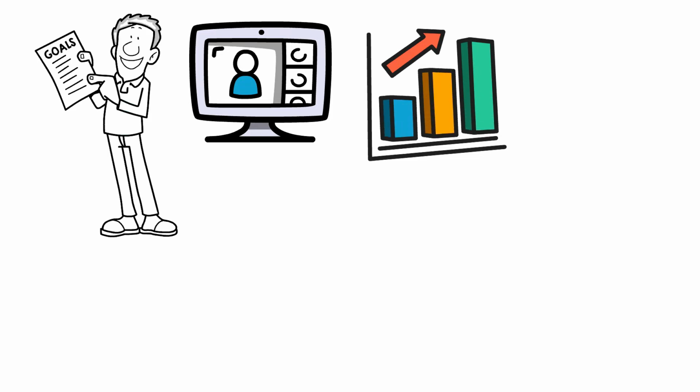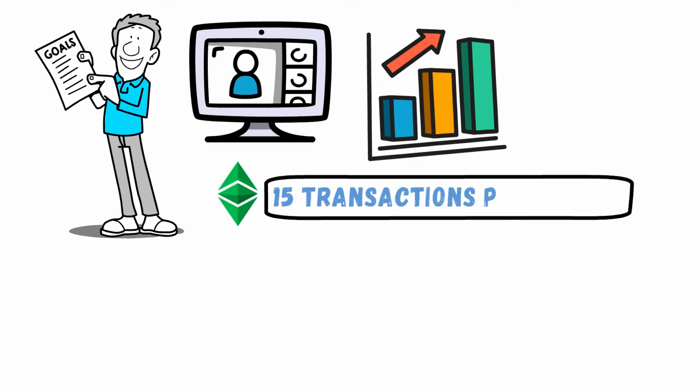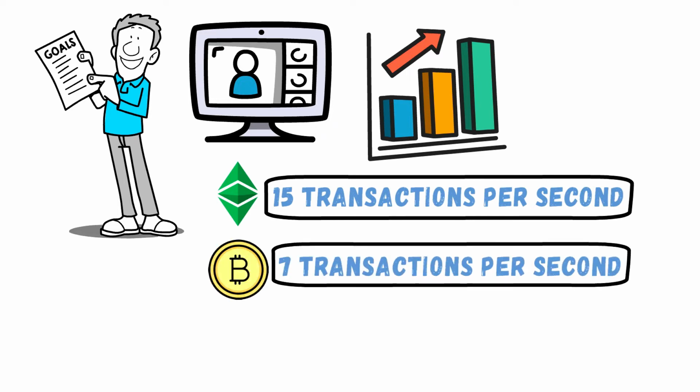Minimizing the time to finality was one of the main goals of Emin Gün Sirer, the founder of Avalanche. Ethereum can handle 15 transactions per second, while Bitcoin can only finalize 7 transactions per second with an hour-long finality time.